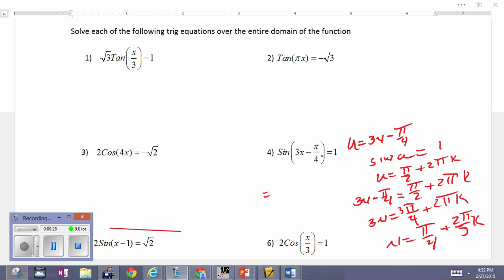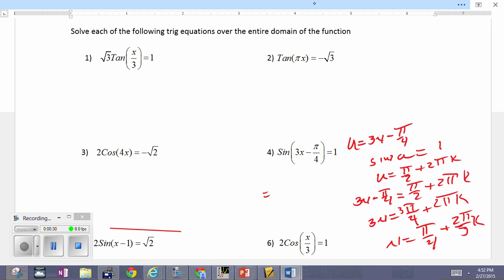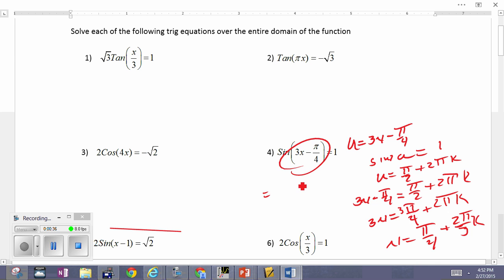First order of business: whenever the argument of the sine or cosine or any of the other trig functions is anything other than x, you'd be well advised to make a substitution. So we let u equal 3x minus pi over 4. Then the equation collapses to sine of u equaling 1. From our graph, as we should well recall, sine is equal to 1 at its high point at pi over 2, and all wavelengths down. So u is equal to pi over 2 plus 2 pi k.